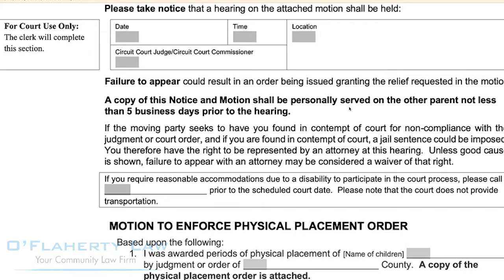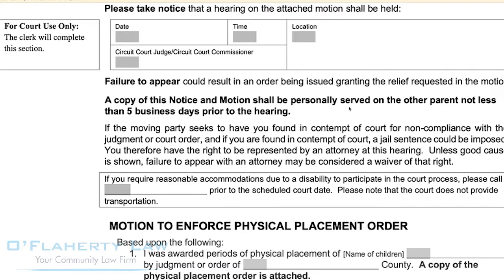If the moving party seeks to have you found in contempt of court for non-compliance with the judgment or court order, because remember, we're looking to enforce a judgment or court order, and if you are found in contempt of court, a jail sentence could be imposed. You therefore have the right to be represented by an attorney at this hearing. Unless good cause is shown, failure to appear with an attorney may be considered a waiver of that right.